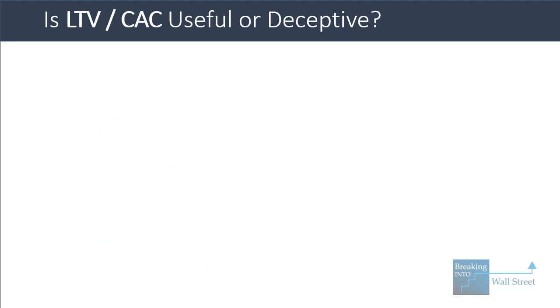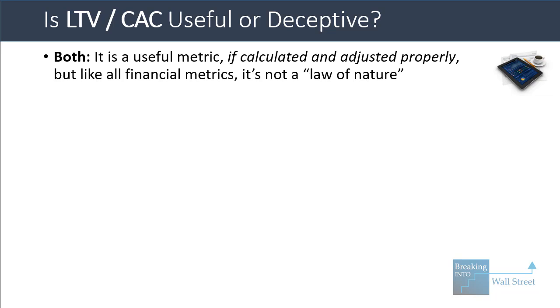Now, is this ratio actually useful or is it deceptive? And I would say it's a bit of both. If you calculate it and adjust it properly, it can be useful, but like all financial metrics, it's not gravity, it's not relativity, it's not a law of nature, it's just a rough guideline.